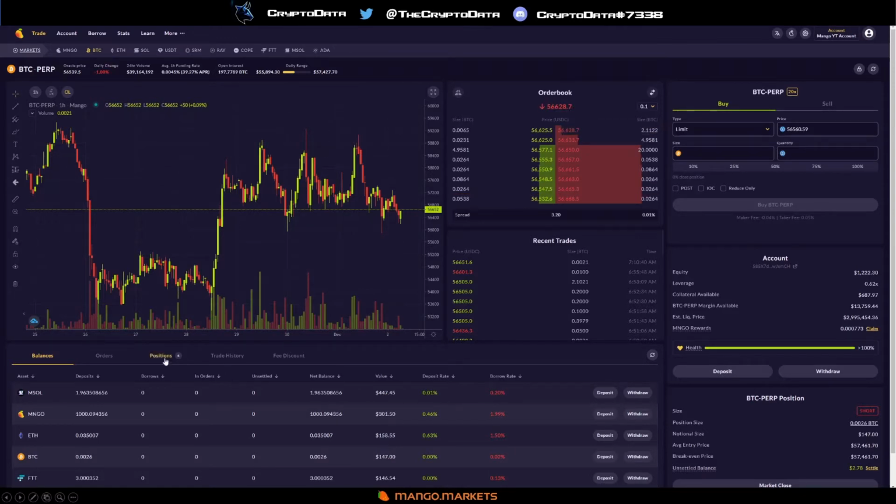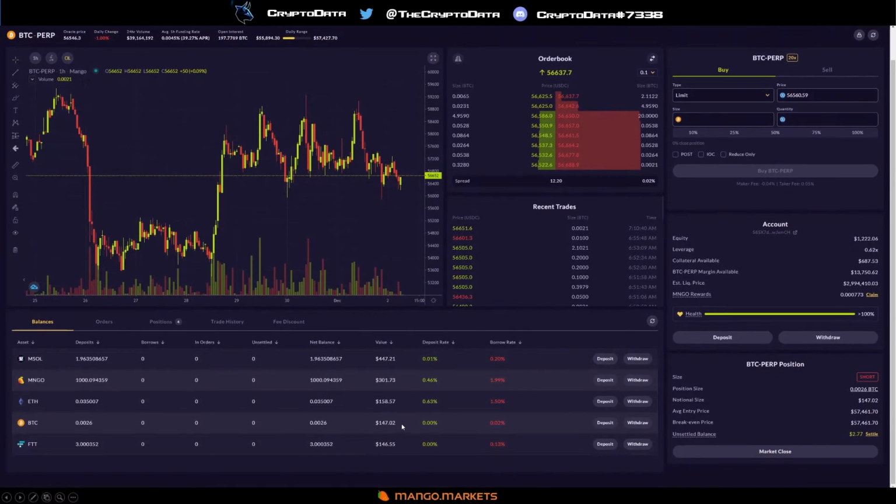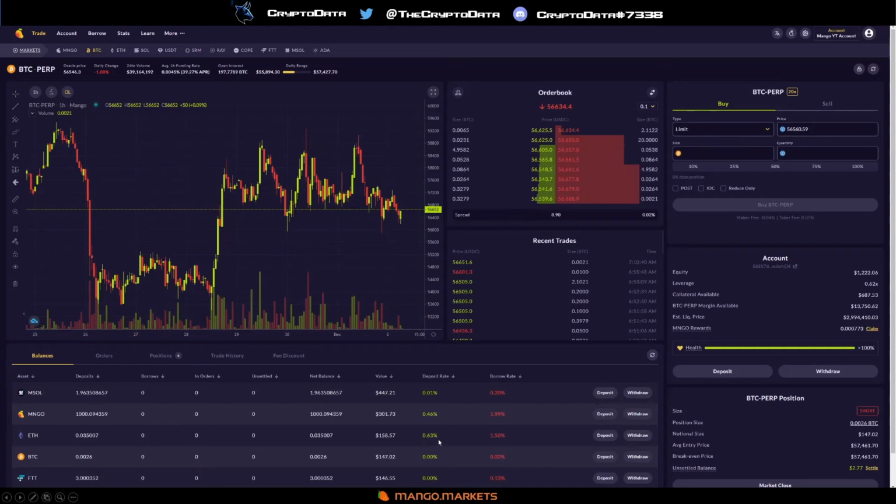So you can see in my balances right now, I have MSOL, MNGO, Ethereum, BTC, and FTT. And you can see my balances of each and the value of them as well. Now, the good thing about this is you can actually earn interest on these deposits, okay? So you can see these deposit rates here. MSOL earning 0.01%, MNGO I'm earning 0.46%, Ethereum is 0.63%. And then again, for BTC and FTT right now, the deposit rate is very, very small, so you're not gonna see it on here. So again, you can see the advantages of depositing and just holding coins. That's what makes MNGO Markets DEX so different from the competition.